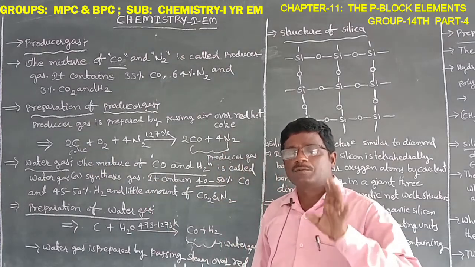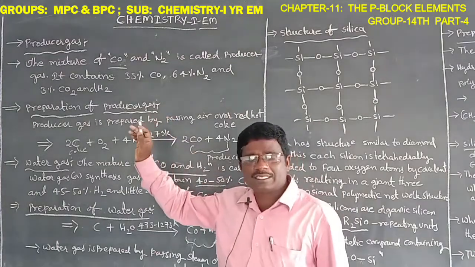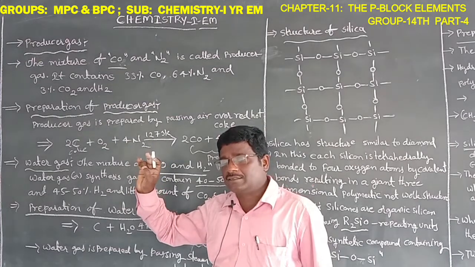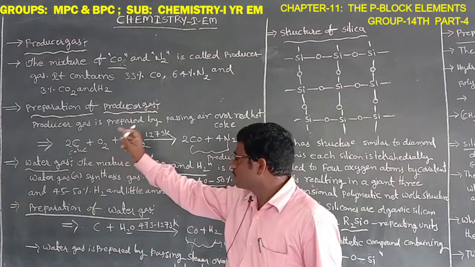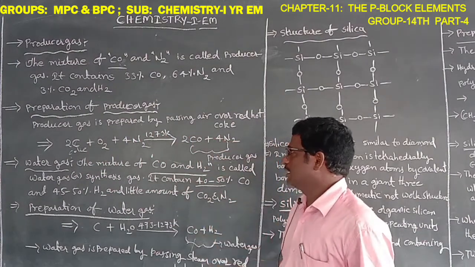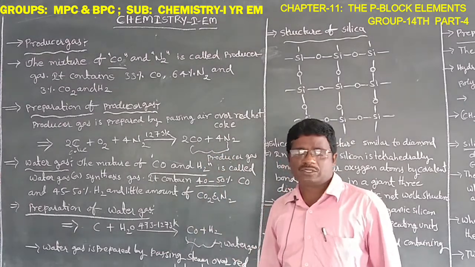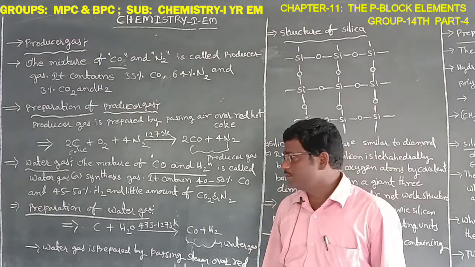Air, which contains oxygen and nitrogen gases, passes over red hot coke and forms carbon monoxide and dinitrogen gas. The CO and N2 mixture is called producer gas.